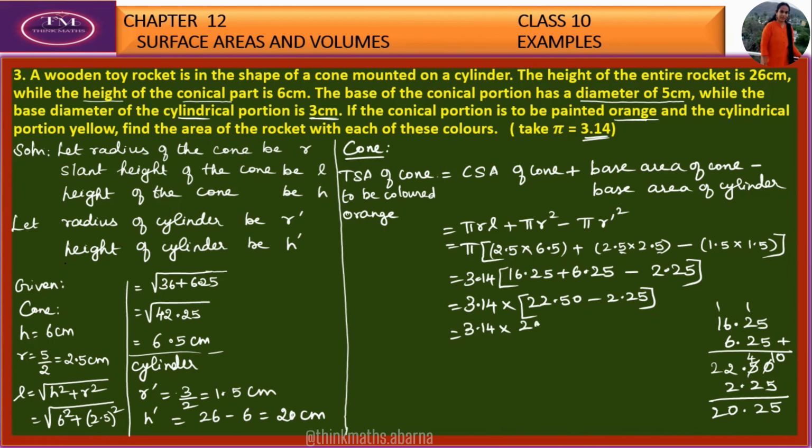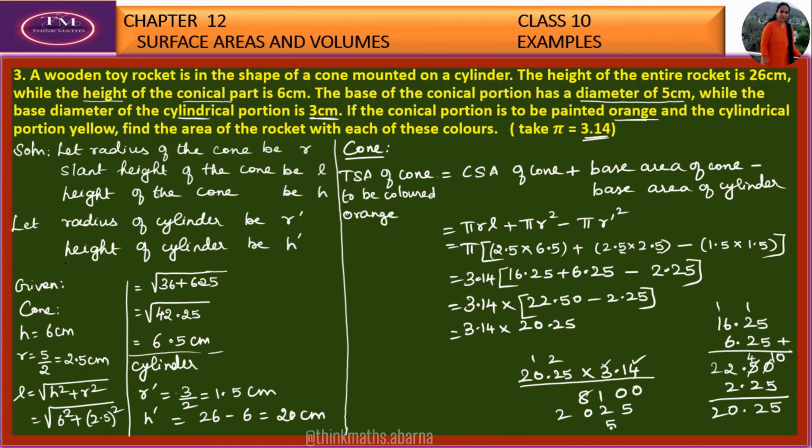3.14 into 20.25. Now we have to multiply 20.25 into 3.14. First multiplying with this 4. 5 fours are 20, 2 fours are 8, 8 plus 2 is 10, balance 1, 0 fours are 0, 4 plus 1 is 1, 2 fours are 8. Now multiplying with 1, we will get the same number 2025, leaving one place. Next multiply with 3.